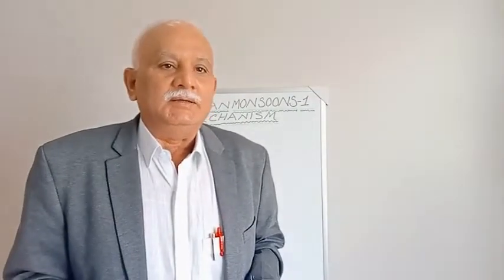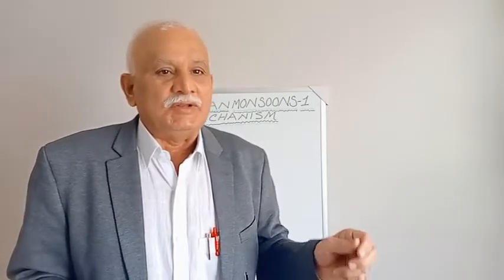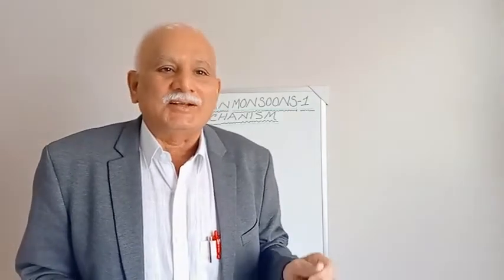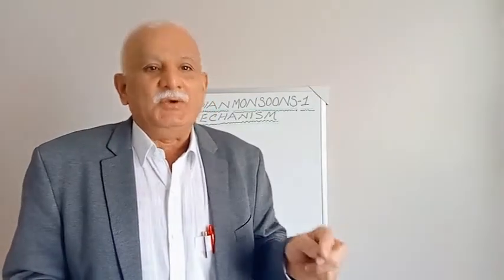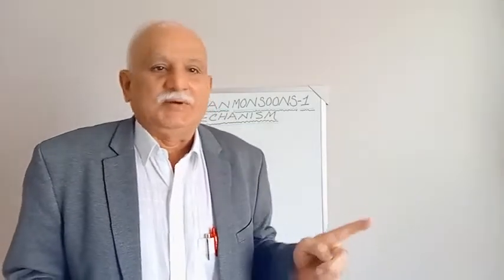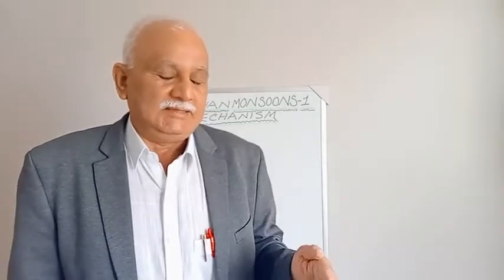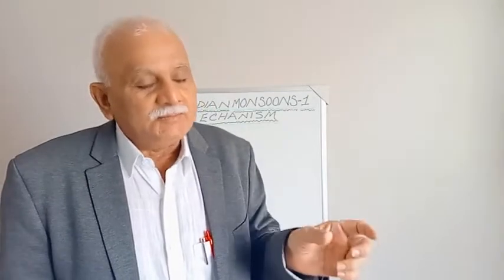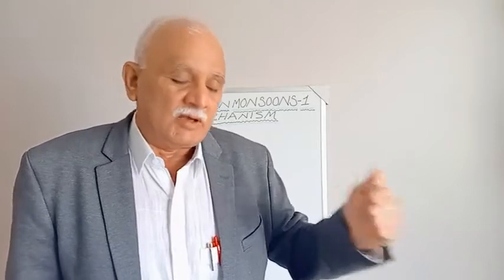Now, the word monsoon in English is derived from an Arabic word called mausim, M-A-U-S-I-M. It is an Arabic word. From there, the English word monsoon has come. Seasonal reversal of winds is the term that we usually give for the monsoon phenomena.